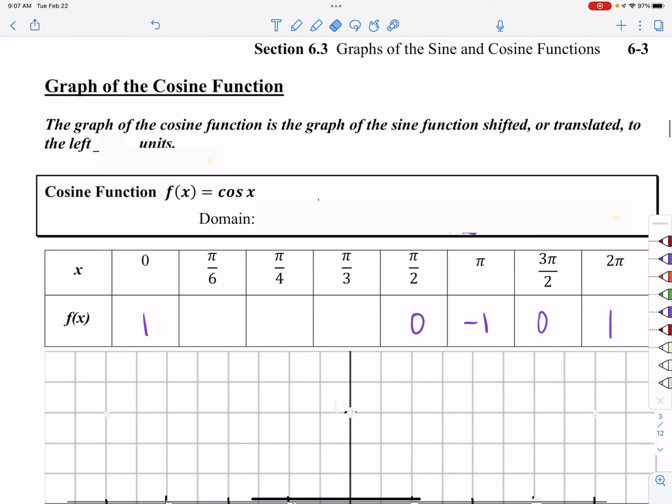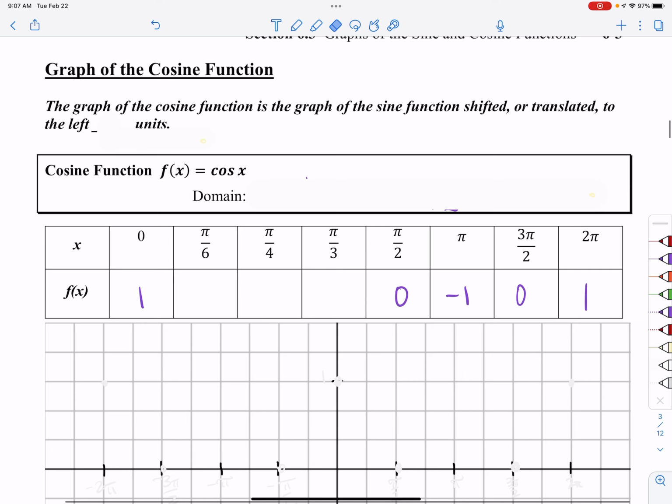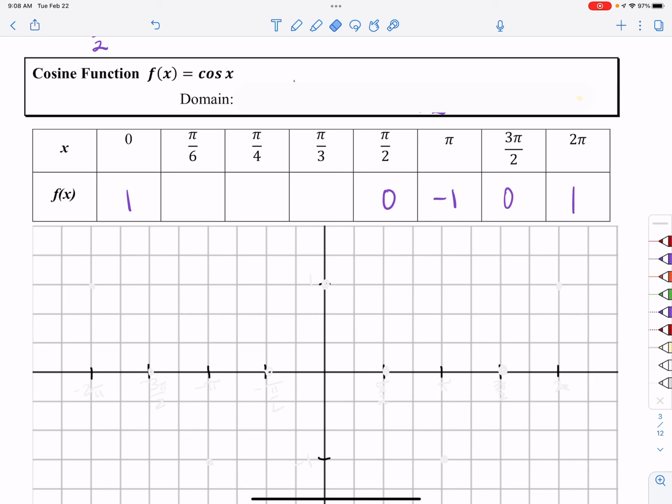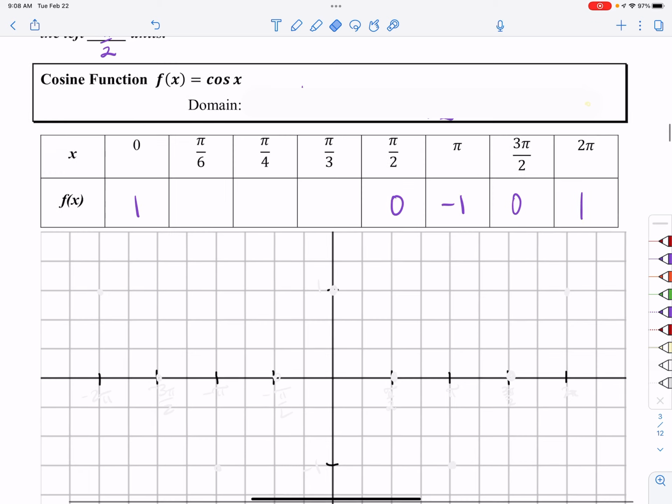All right, now let's take a look at the cosine graph. The graph of cosine is really going to be the graph of sine shifted, and it ends up being shifted pi over 2 units. I'll show you that here in just a moment. But first, let's go ahead and get some values. And you'll notice here that I've got some of them filled in. Quite frankly, I did not fill in these 3 right here.